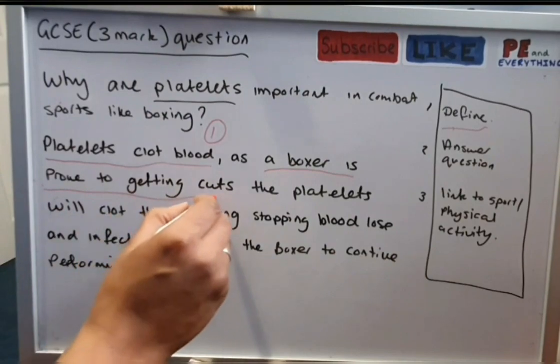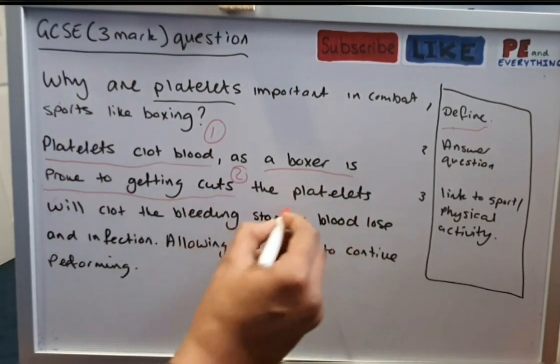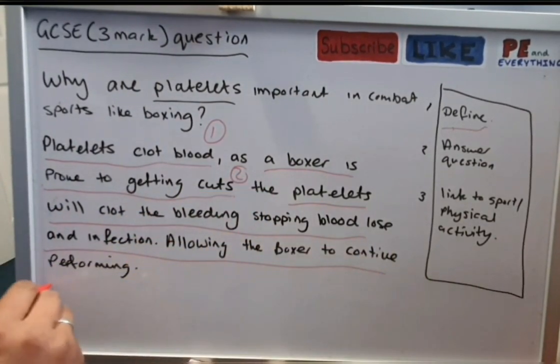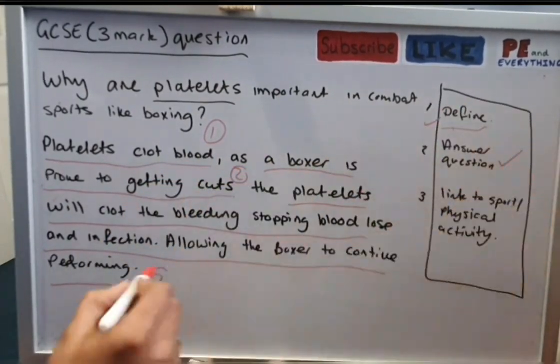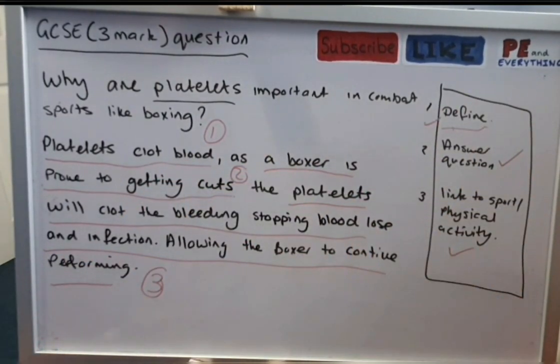Okay, let's break this down. Defined it, platelets clot the blood, answered the question that boxers get cut, and this is why platelets are important. And as we link it further to sport, it allows the boxer to continue performing.